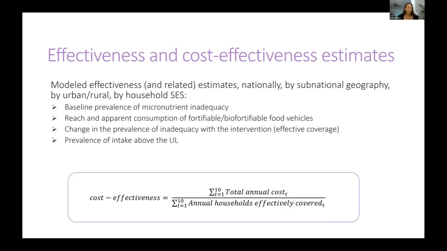And then if the user has defined both costs and effective coverage, the cost effectiveness of an intervention is measured as the cost per household effectively covered, calculated as a 10-year sum of total costs divided by this 10-year sum of households effectively covered.